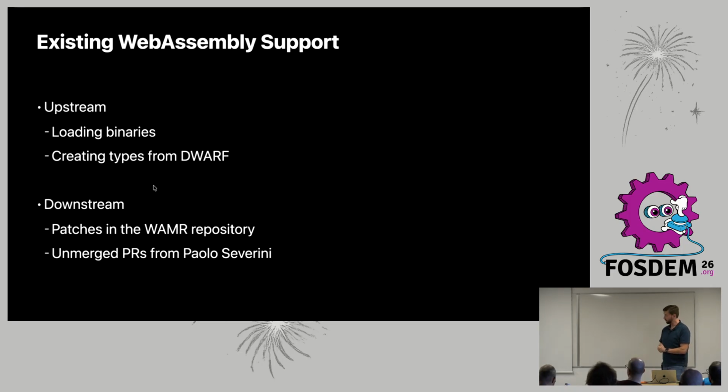So let's take a look at the implementation. Previous to this work, LLDB already had some Wasm support, in particular for the Chrome DevTools integration that I mentioned earlier. It supports reading Wasm binaries, loading them into memory, and then using the DWARF to create types. And the micro runtime as debug stub was also designed to work with LLDB.